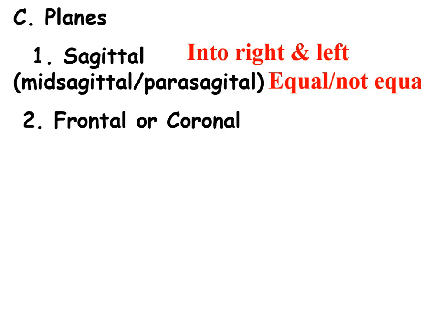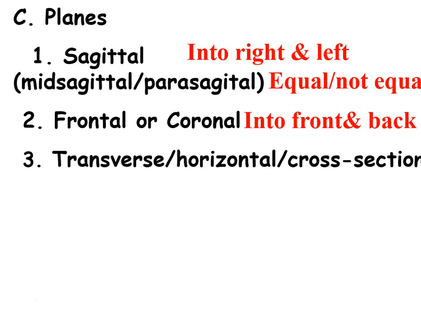Frontal or coronal. That's pretty easy because it's going to create a front and a back. Oh, and let me tell you how I remember sagittal anyway. It has two T's in it, so I'm going to separate those two T's into the right and left T, sagittal. Frontal separates into front and back, or anterior and posterior.